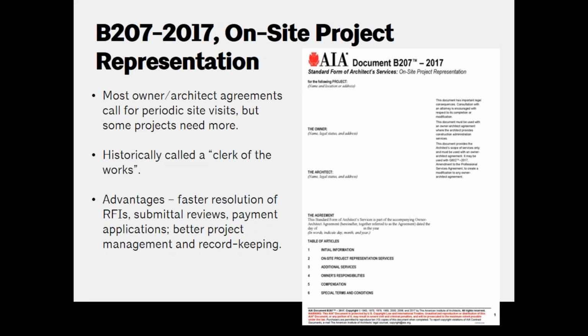So what are the advantages of having an on-site project representative? You're going to get faster resolution of RFIs and submittals, payment applications. You're going to have better project management and better record keeping and documentation from the architect's perspective. And the architect is going to just be better tapped into what is going on on the project on a daily basis.